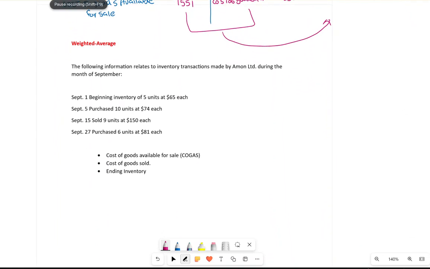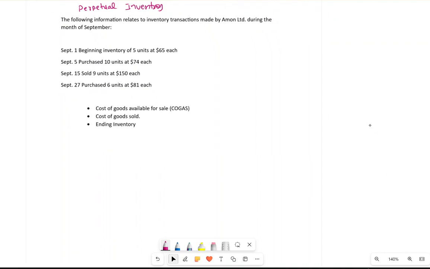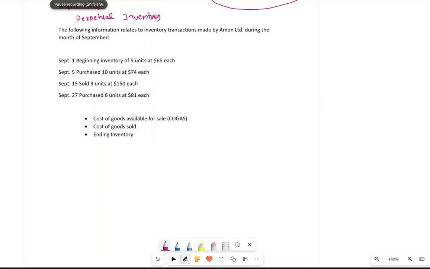Now we're gonna do a weighted average method, but we're gonna stick to our perpetual inventory system. When you do perpetual inventory system, inventory gets updated at the time you sell it. So let's do it using weighted average. We have a beginning inventory. Keep track of the dates. We have 5 units at 65, which is 325. The dollar value of this inventory is 325.